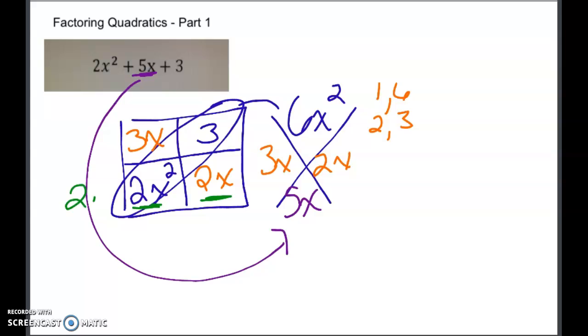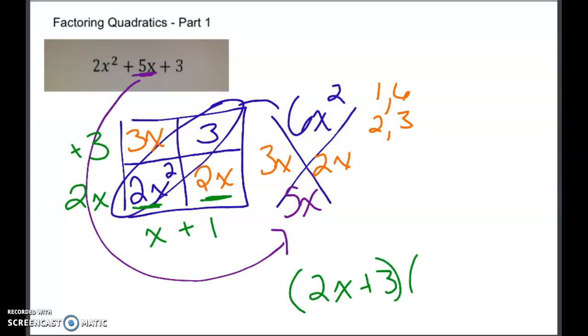The greatest common factor is 2x. Now all I have to do is say what times 2x gave me 2x squared, which is x. What times 2x gave me 2x, which is 1. What times x gave me 3x, which would be 3. And I can check myself. 3 times 1 is 3, so that works. So I've just factored that quadratic.